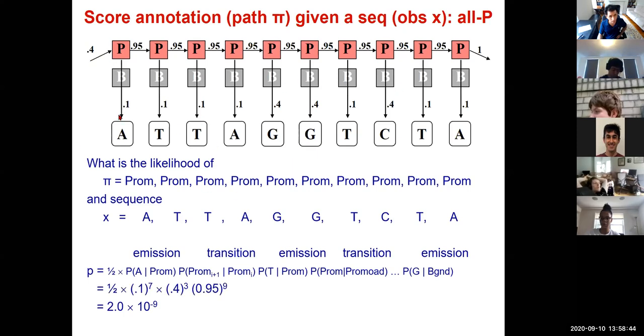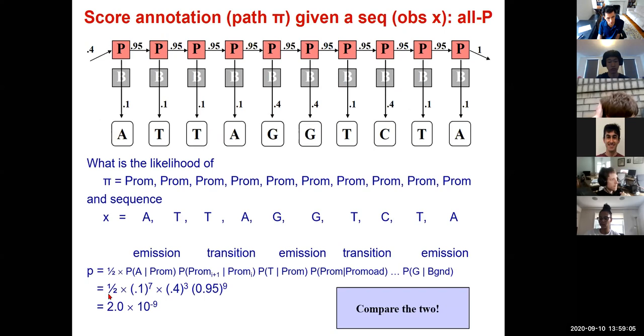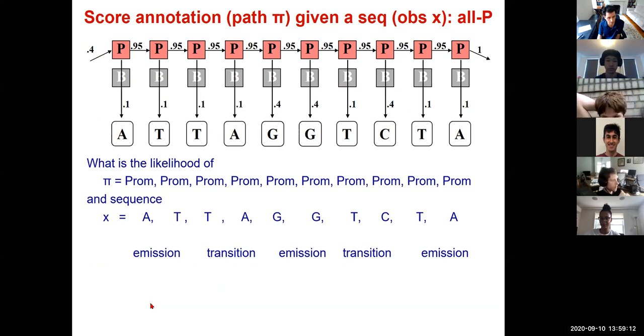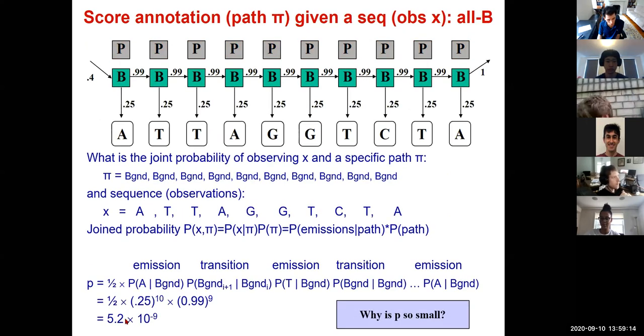But now, every single time I see an AT rich character, I pay a bigger penalty because I multiply by 10% rather than 25%. So I lose a lot in the A's and T's, but I gain in the G's and C's. But overall, do I lose more or gain more? Well, it turns out that the total probability here is 2 × 10⁻⁹, which is much smaller, like 3 times smaller than 5 × 10⁻⁹.